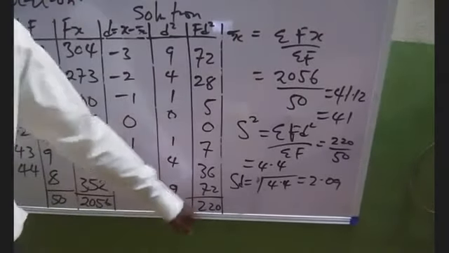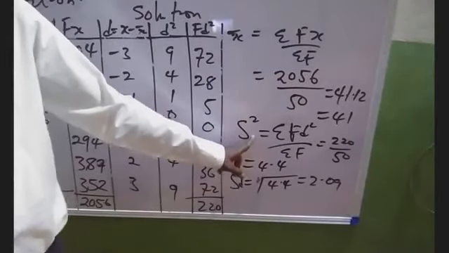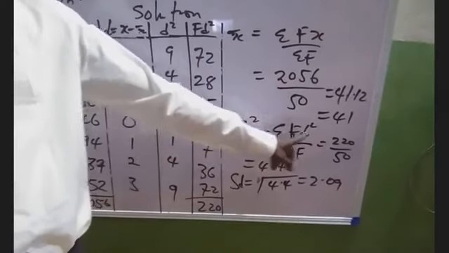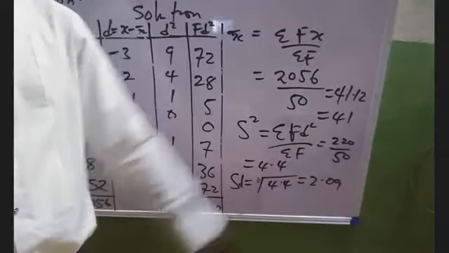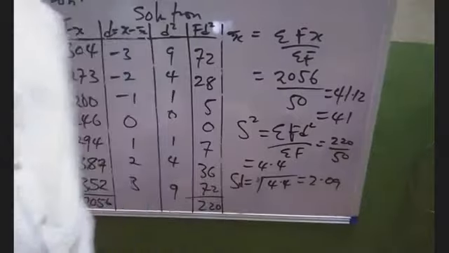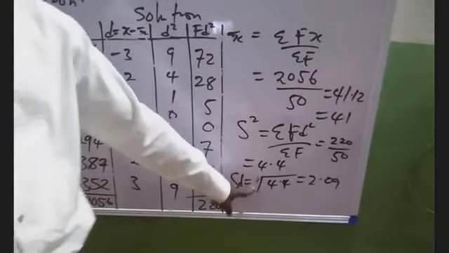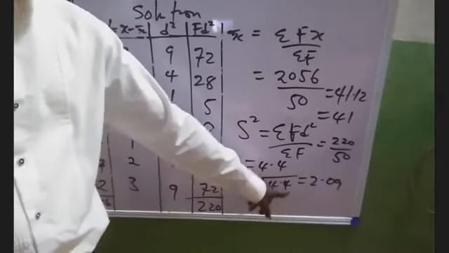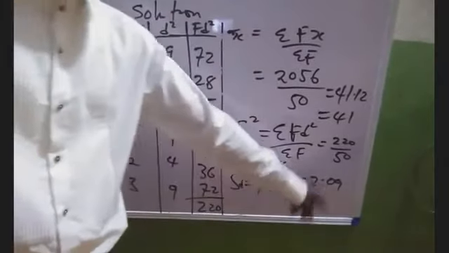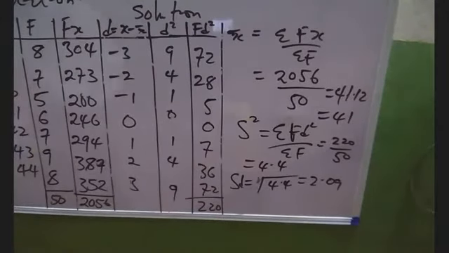So we look for our variance. Variance is equal to the sum of fd squared over the sum of f. So that will be 220 over 50, and that will give us 4.4. So our standard deviation is the square root of 4.4, and that will be equal to 2.0. That is our standard deviation.